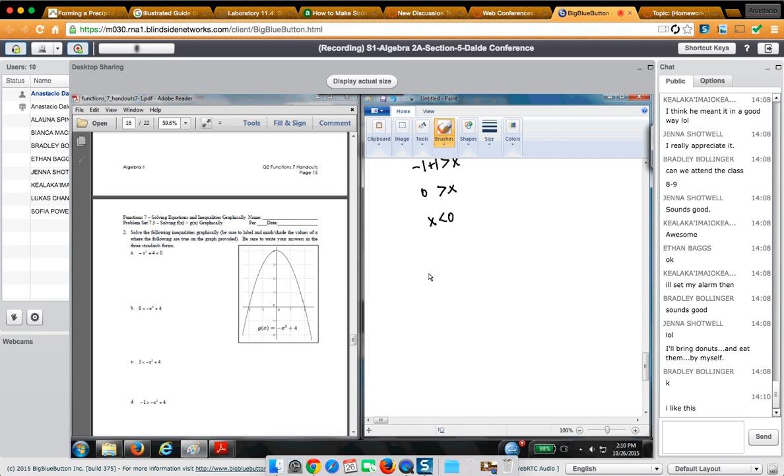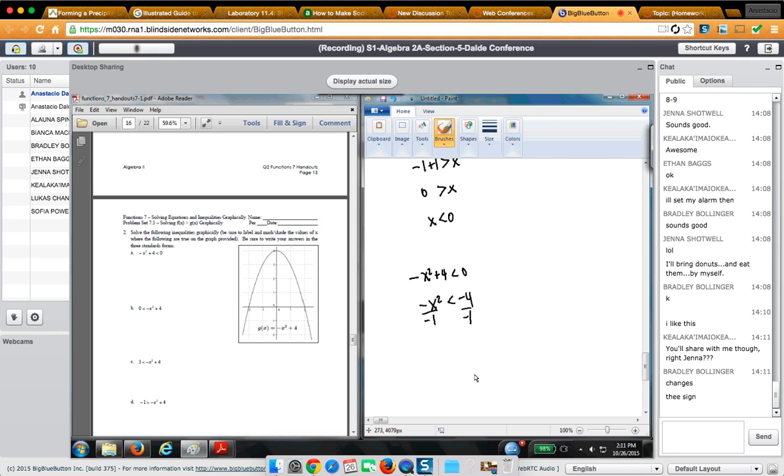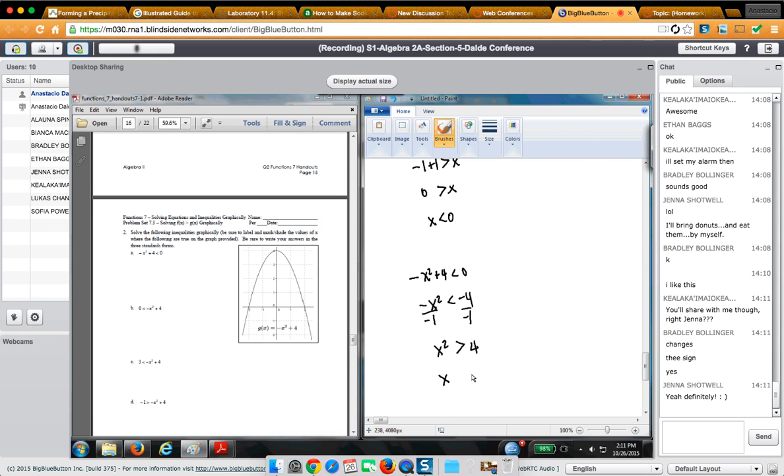Negative x squared plus 4 is smaller than 0. Okay, let's do this. Negative x squared is smaller than negative 4. I don't know if you learned this, but whenever you divide both sides by a negative number, when you have inequalities, did you guys learn to flip the inequality sign? Yeah, okay, I was just making sure. X squared is greater than or equal to positive 4. And then I'll take the square root of both sides, so I have x is bigger than plus or minus 2.